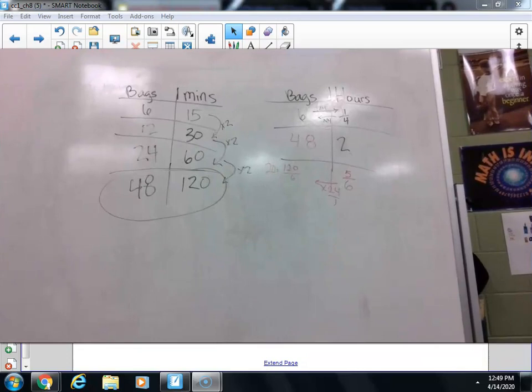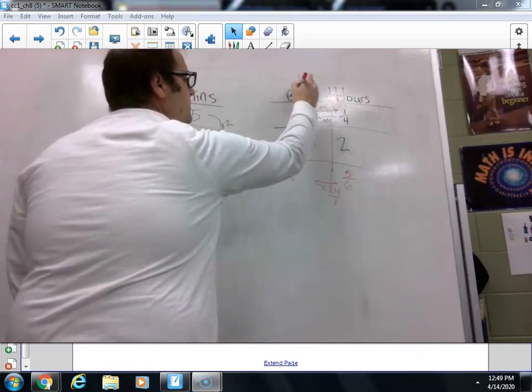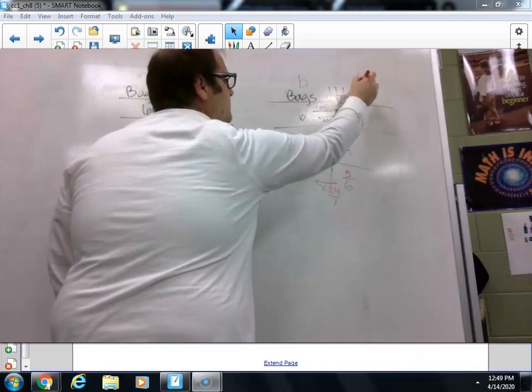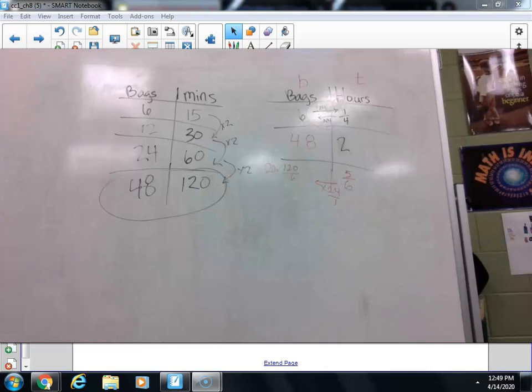So what do you guys think that the rule is going to be? And make sure you define your variable. So tell what the variable is representing. So in our table, we used bags and hours. So maybe we use the variable B for bags and T for hours. T is the time.